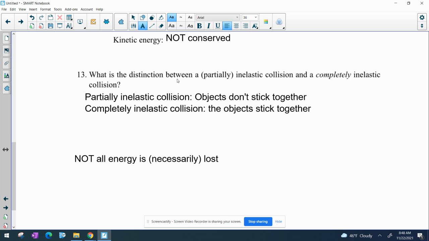Then for question 13, the distinction between a partially inelastic collision and a completely inelastic collision, the only distinction is that in a completely inelastic collision, the objects stick together. In a partially inelastic collision, the objects hit, but they don't stick together. Not all energy is lost in either situation. You can lose all energy, but generally that's not a defining feature of either of these types of collisions. You can still have energy.